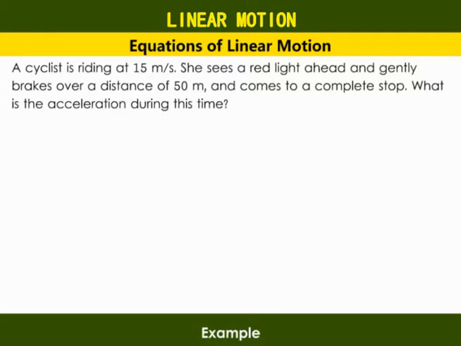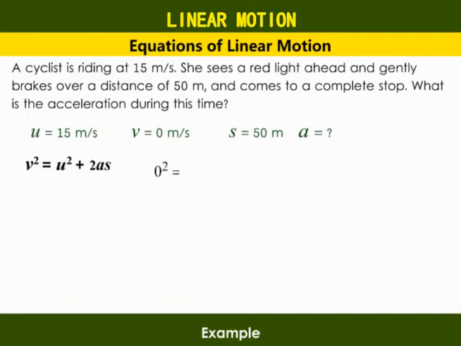So what do we know? We know initial velocity u is 15 meters per second. The final velocity v will be 0 meters per second. As the displacement is 50 meters, we want to find out a. So the third equation will work. v squared is equal to u squared plus 2as.